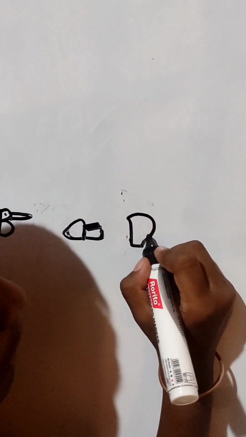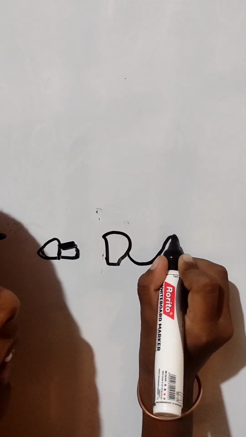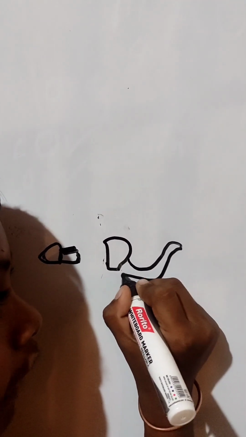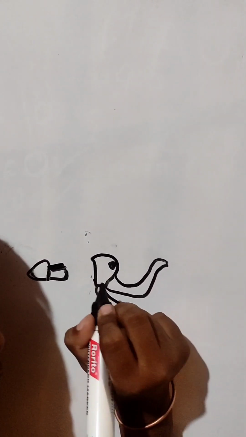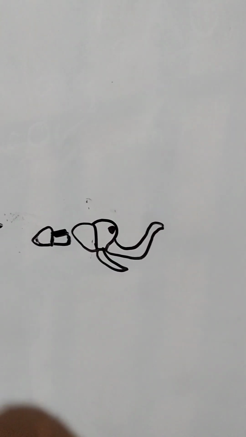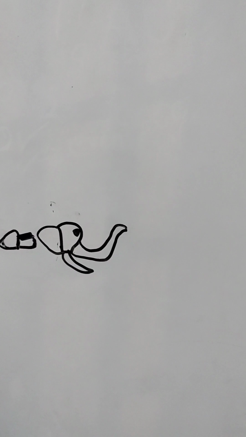Next, you follow, guys. Now we will turn this D into an elephant. Done, an elephant. Then E will come.